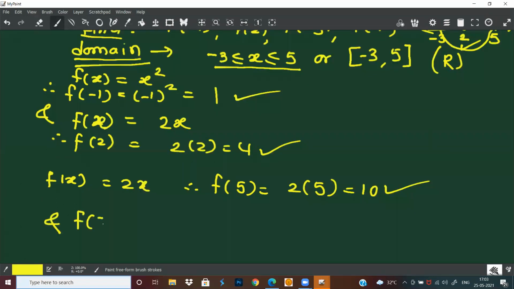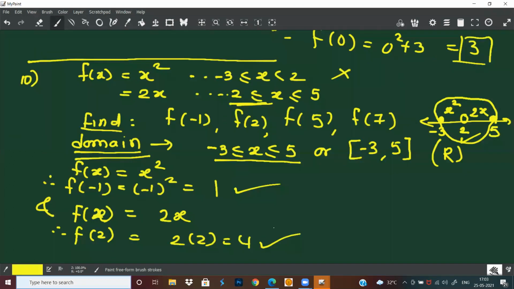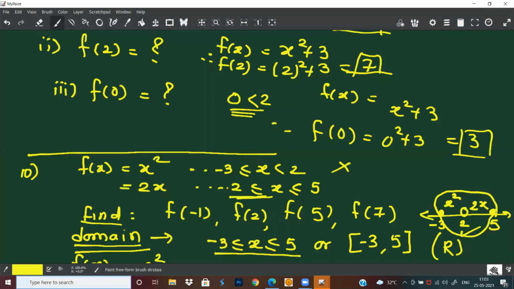And f of 7 doesn't exist, because 7 is not part of the domain. Where have you been given the definition of the function outside? Are you getting what I'm saying? So do not even try to find f of 7; it is not given. Your function is only defined, they have put the limits from -3 to 5, from here to here only. So 7 is outside the boundary.